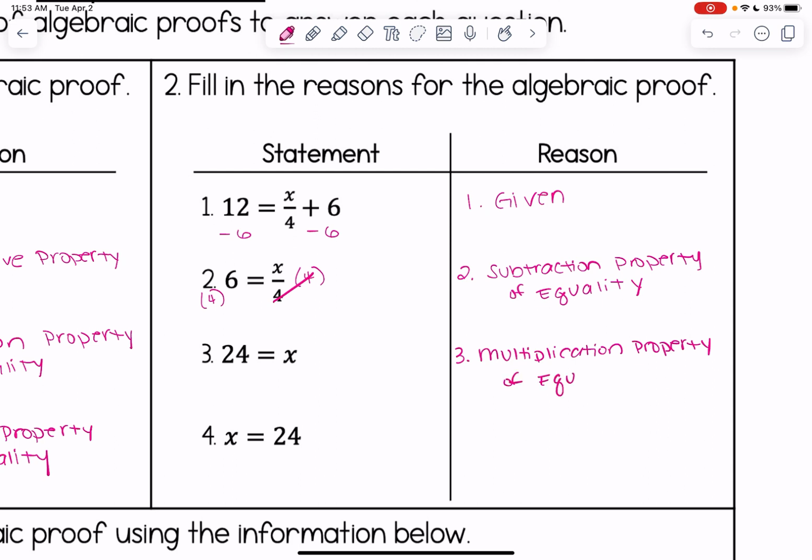And then let's look at lines 3 and 4. Line 3 says 24 equals x. Number 4 says x equals 24. The sides of the equation were reversed, and this was the symmetric property of equality that we saw on the previous page.